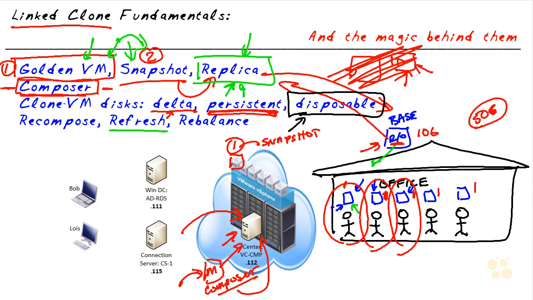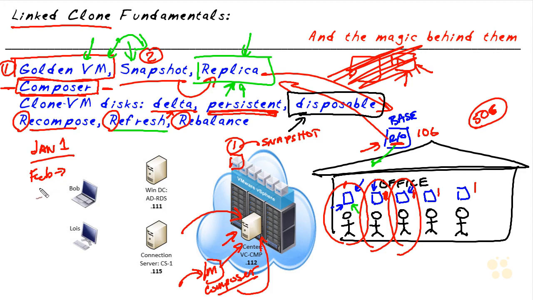And the last piece I wanted to chat with you about linked clones in this fundamentals discussion is the 3 R's: recompose, refresh, and rebalance. So let's start with recompose. Let's imagine that we deployed January 1st of whatever year, we deployed our linked clones. And then in February, there was a patch from Microsoft. And that may happen more than just once a month, but there's a patch that we want to deploy.